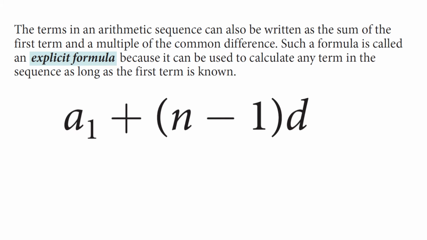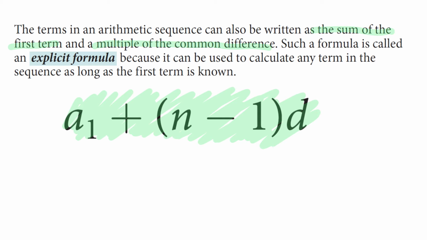All right, go ahead and start writing this formula down as I read our definitions as we go through this. This is the most important formula that we'll see today. This is called our explicit formula. The terms in an arithmetic sequence can also be written as the sum of the first term and a multiple of the common difference. And this formula, like I said, is called the explicit formula. We can use this to pick those terms.